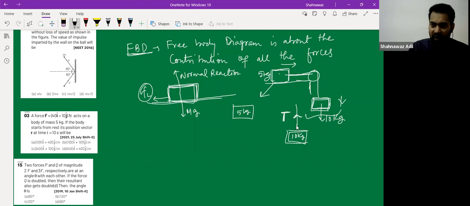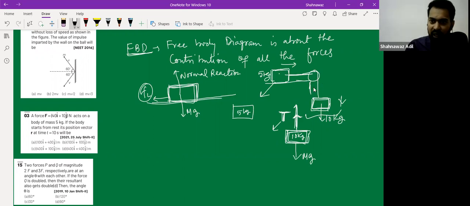So for a string, you have a tension which acts against the motion of the body, right? And there is a weight. And what is another force? Normal reaction. When you have a string attached, that acts like a normal reaction, right? The string is attached with this mass, so the tension will act like a normal reaction, right? Understood?